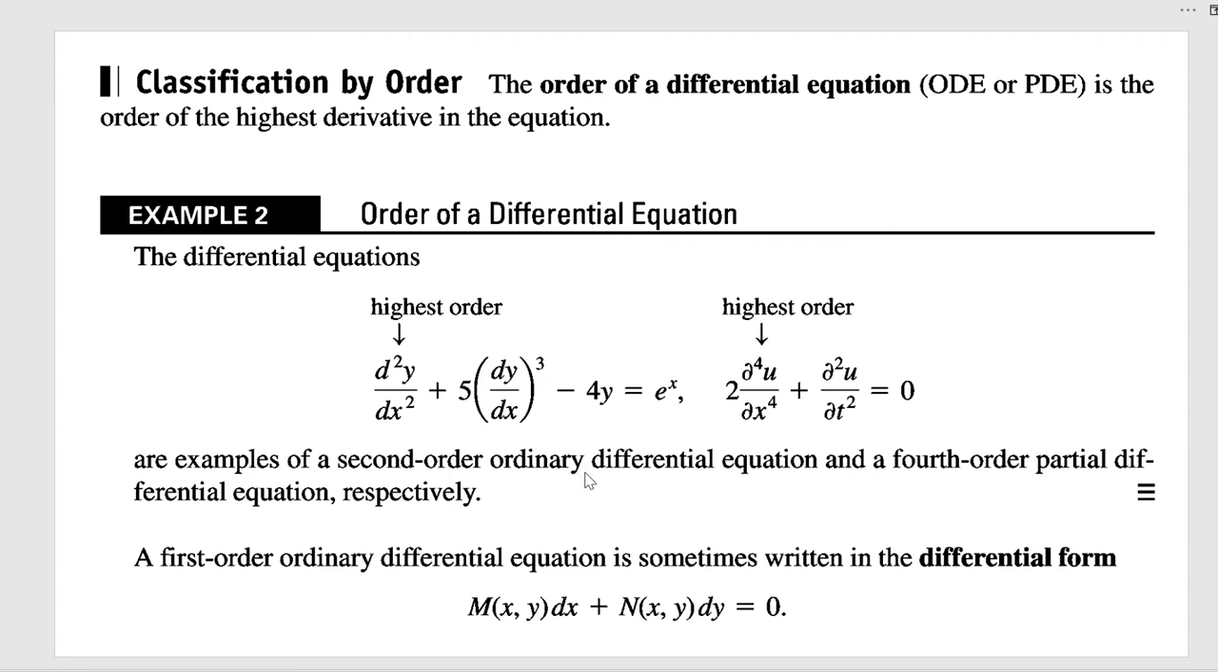Now the order of the differential equation, just to recall, is the highest order of the derivative. So here the highest order is 2. Although this power is 3, the order of the differential equation actually depends on the highest order of the derivative. For the other problem, here the highest order of the derivative is 4. So here is a fourth order partial differential equation.